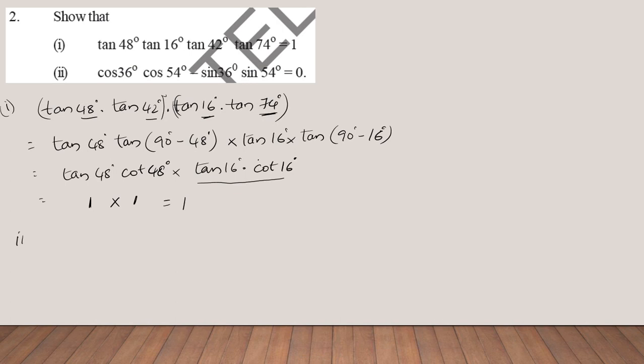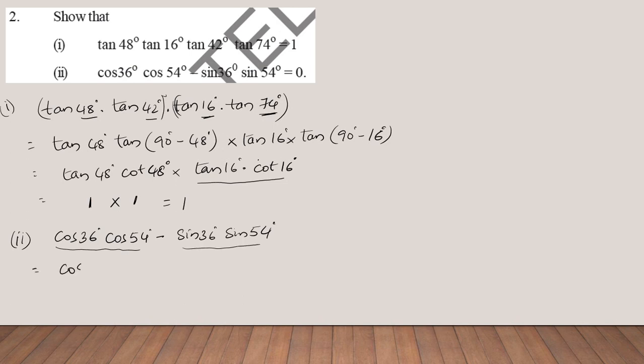Next, moving on to the next question. What he has given is cos 36 degrees into cos 54 degrees minus sin 36 degrees into sin 54 degrees. Now here what I can do, here we have both the terms as cos and here I am having both the terms as sin.